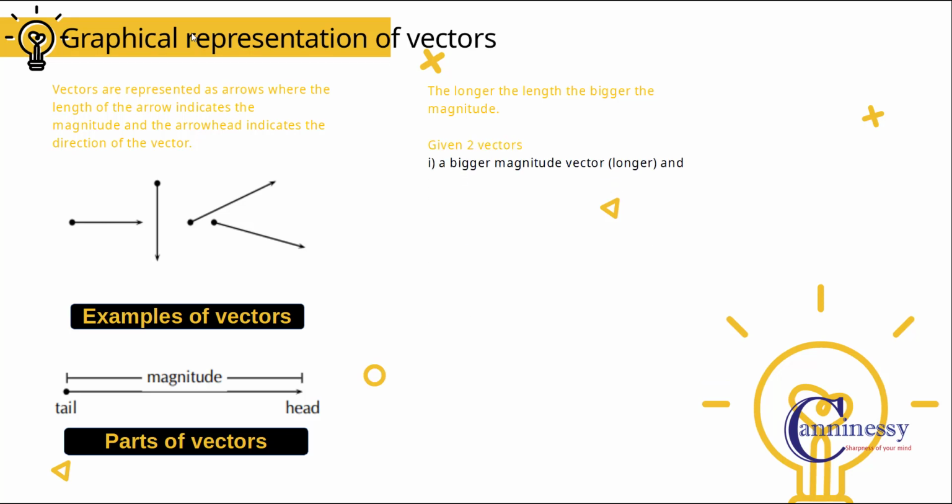Given two vectors, one a bigger magnitude vector and two a smaller magnitude vector, it is incorrect to represent a bigger magnitude vector by a shorter arrow than otherwise.